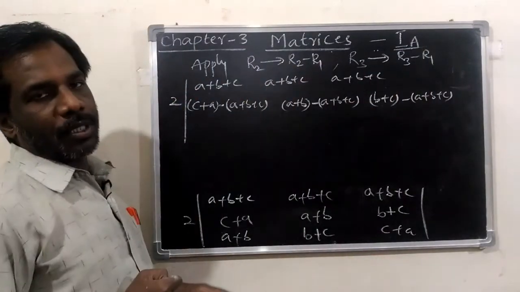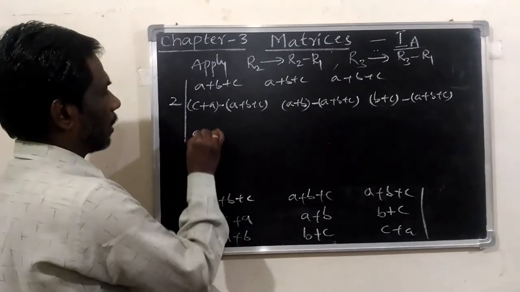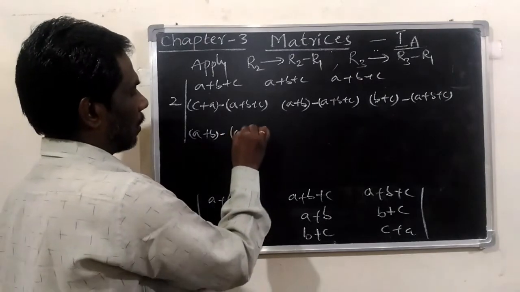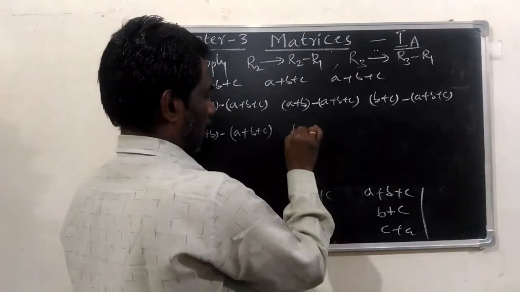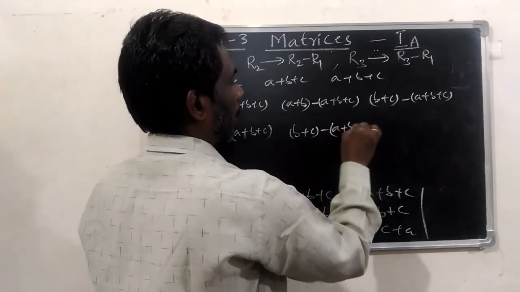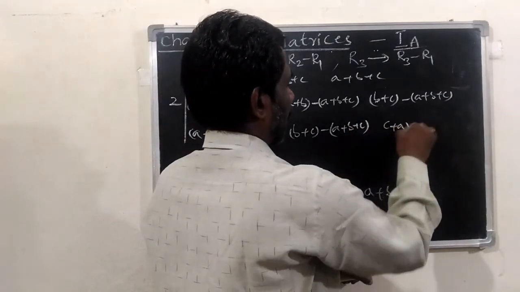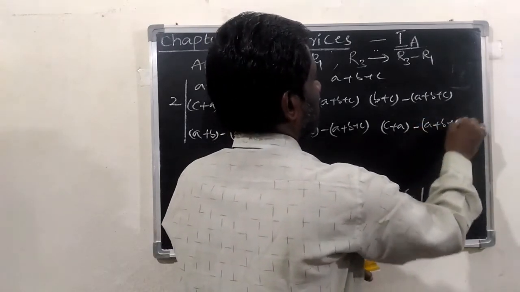And what is the R3 operation? R3 minus R1. So write A plus B minus (A plus B plus C). And here it is B plus C minus (A plus B plus C). And here C plus A minus (A plus B plus C).